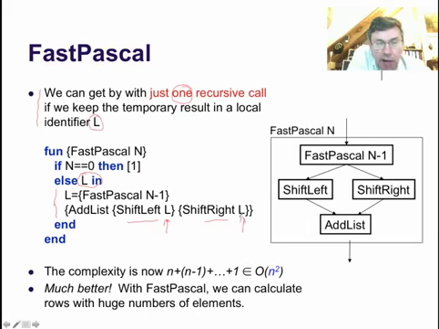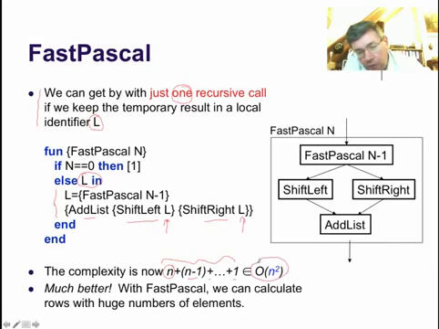The complexity is now much different. It's proportional to n here because of the time of execution of add list, shift left, and shift right. And it's n minus 1 then for the recursive call n minus 1, n minus 2, and so on down to 1. So if we add all these numbers, we get O of n squared. This is much, much better. With fast Pascal, we can in fact calculate very, very big rows of Pascal's triangle in very reasonable time. So I recommend you try it and see how much faster it is than Pascal.